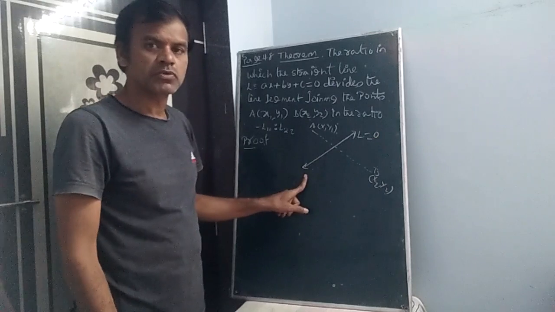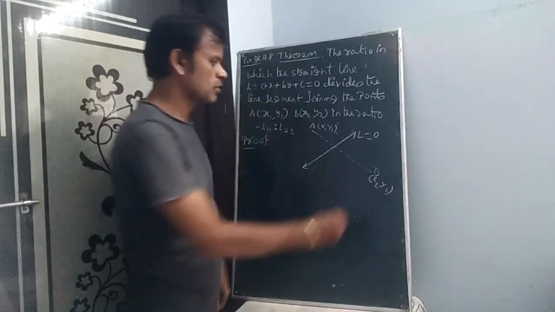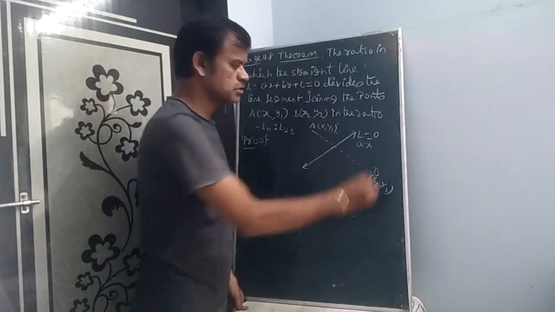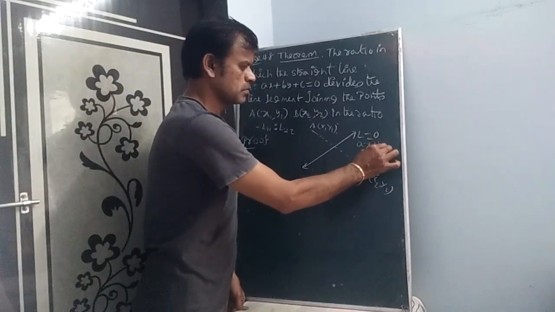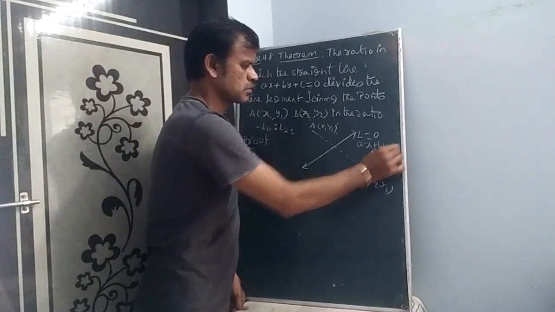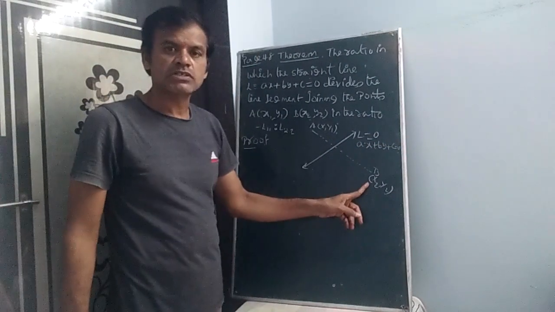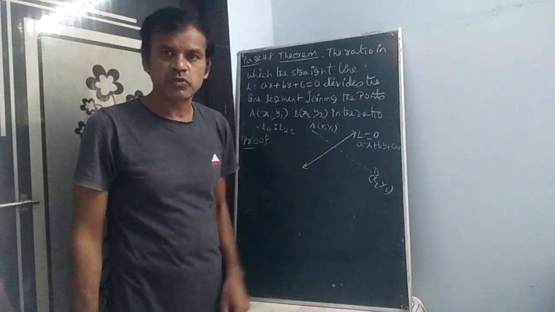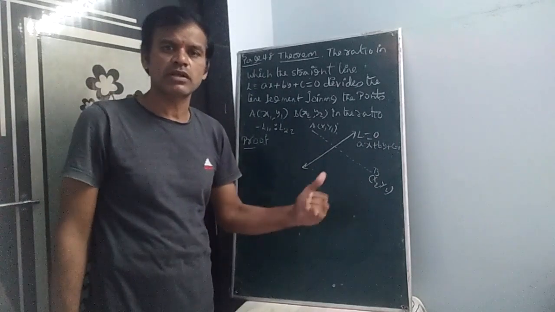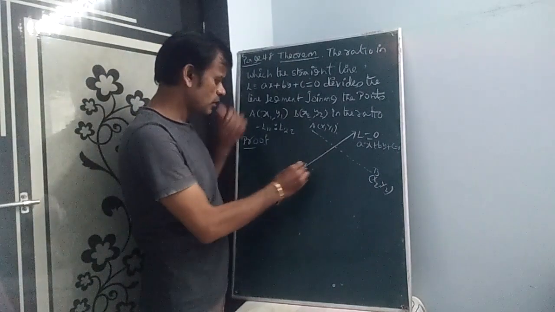The line L, here L meaning the line ax plus by plus c equal to 0, divides the line segment joining the points A (x1, y1) and B (x2, y2) in the ratio minus L11 is to L22. What is L11? What is L22? Let us discuss now.